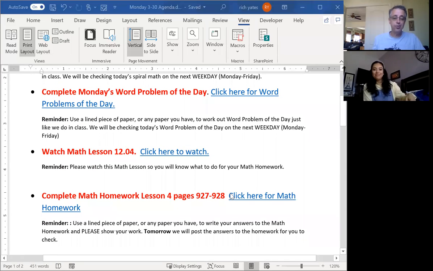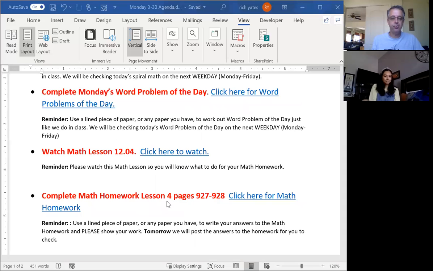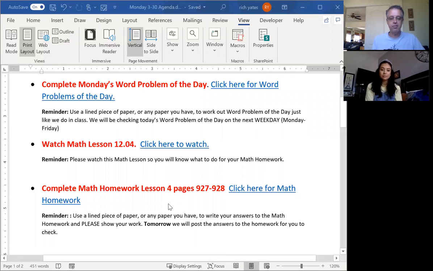Great. And then after you watch the video, please complete the math homework lesson. Right below here is the actual math homework lesson. It's going to be very similar to what you see on the math lesson, so if you watch the math lesson, it should be no problem. Click on the math lesson to access it. Use a lined piece of paper, like we talked about before, any paper you have, to write your answers to the math homework, and please show your work. Tomorrow, we're going to post the answers to the homework so you can check them.